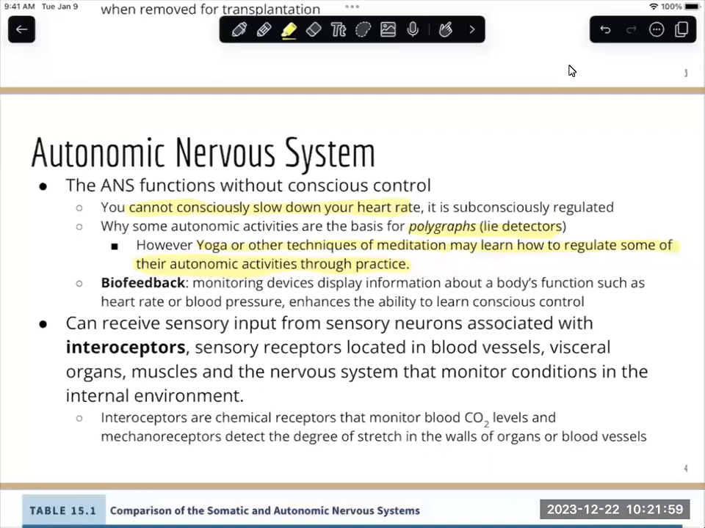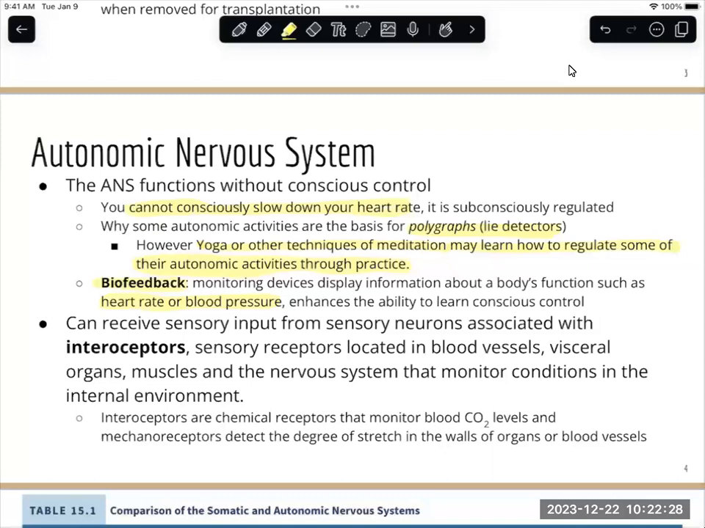We have different ways to monitor for this biofeedback, what is happening in the body. We've got that heart rate or that blood pressure. We have this biofeedback that can help to maintain a certain heart rate or a certain blood pressure.